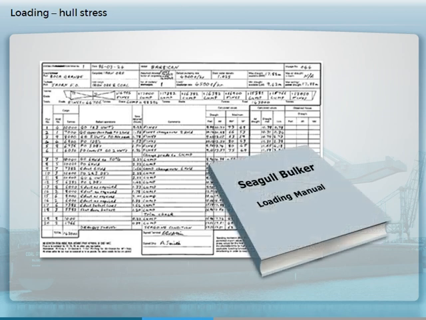The effect of cargo and water ballast distribution at various steps in the loading can be calculated using the ship's loading computer together with the ship's loading manual. At each step, the hull girder bending moment and shear forces must be checked to ensure that they are within the allowed limits given in the loading manual.